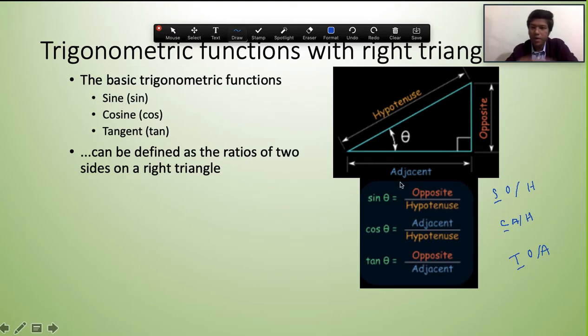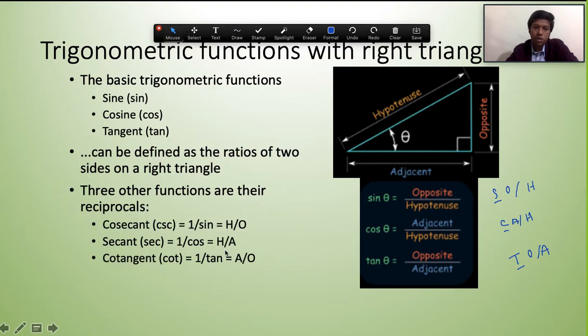And if we reverse it, suppose this is opposite divided by hypotenuse, so if we say hypotenuse divided by opposite equals to what? Or this is adjacent divided by hypotenuse, then hypotenuse divided by adjacent equals to what? And for that reason, we have three more. They are cosecant, secant, and cotangent.